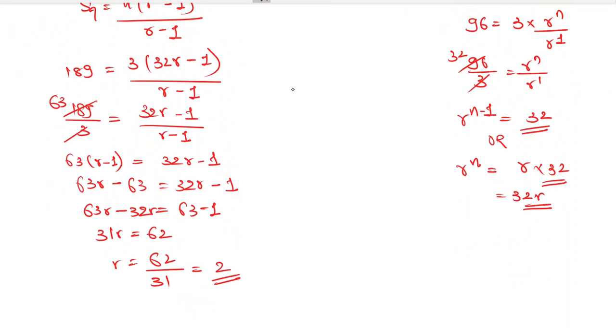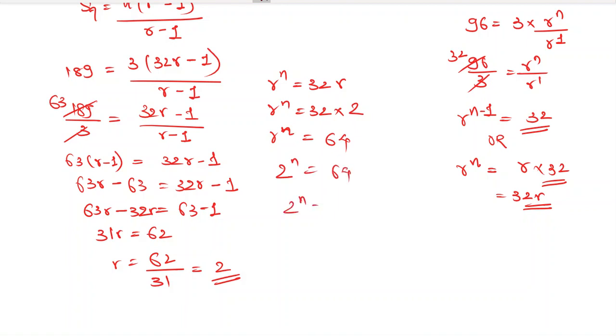Okay, so how can we find the value of n? See, r raised to n is equal to 32r. So r raised to n is equal to 32 into, what is r? The value of r is 2. So r raised to n is equal to 64. r is 2. 2 raised to n is equal to 64. 2 raised to n is equal to 2 raised to 6. And therefore n is equal to 6. n is equal to 6. Yeah, we got the answer.